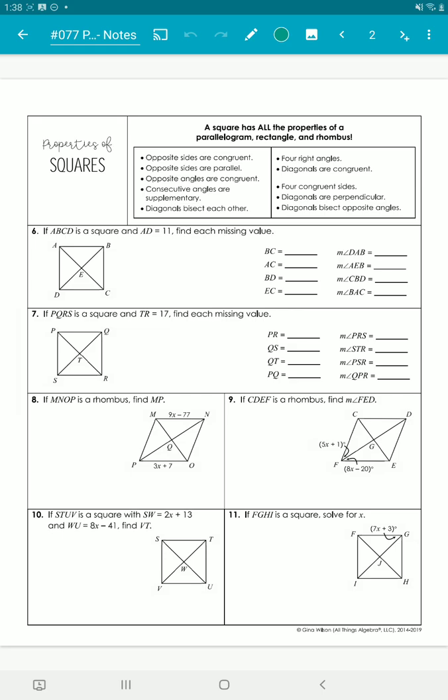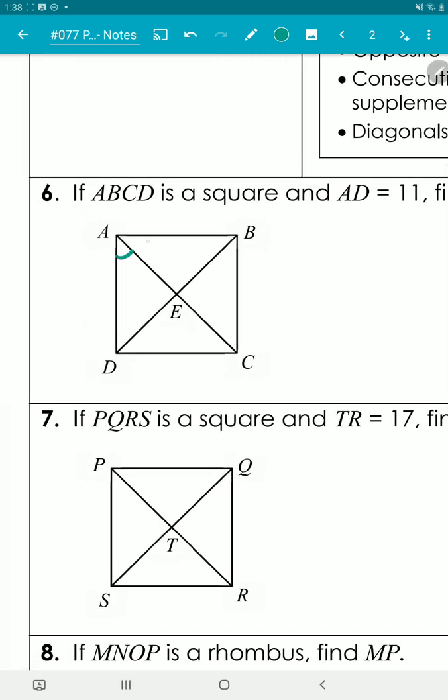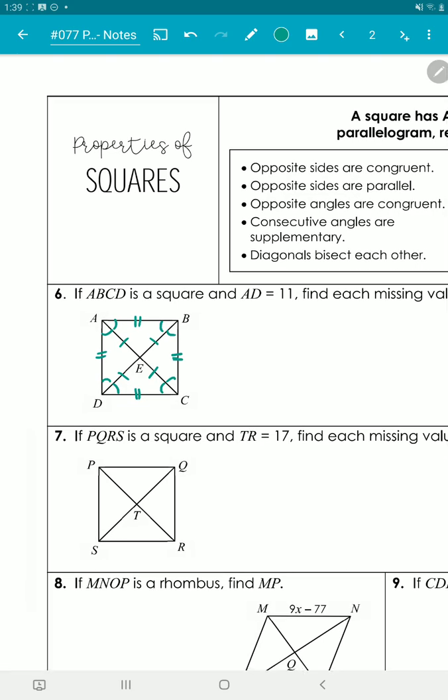So we know that a square has all of these properties we've looked at. So opposite sides are congruent, opposite sides are parallel. So basically, you have 4 of the same side, 4 of the right angles, okay? All of these are the same. Okay? Like that. Okay, so ABCD is a square here, and AD from A to D here is 11. Okay? So each of these sides are going to be 11.